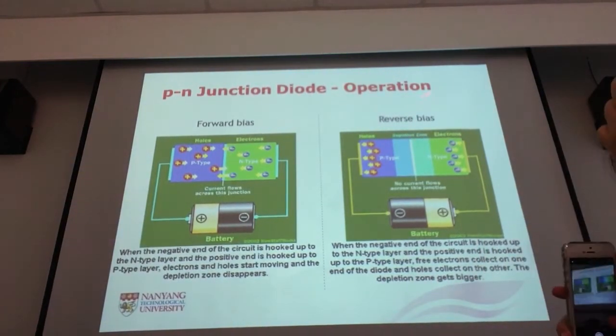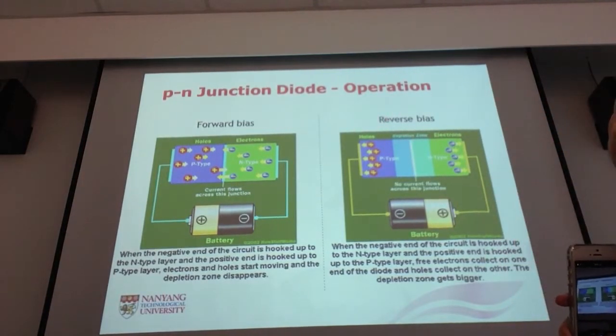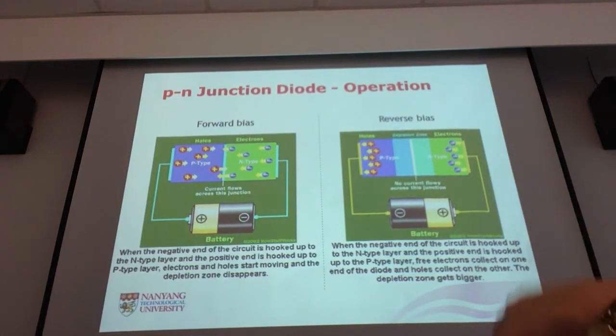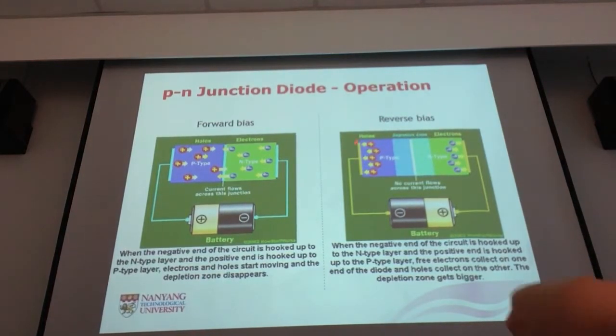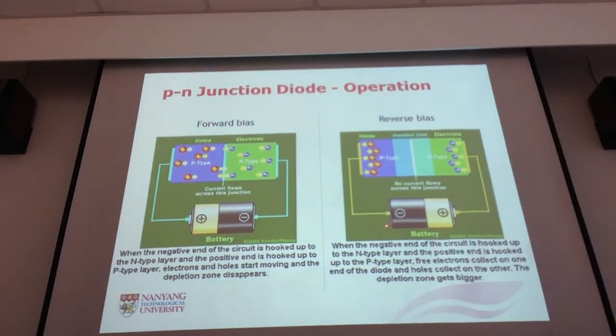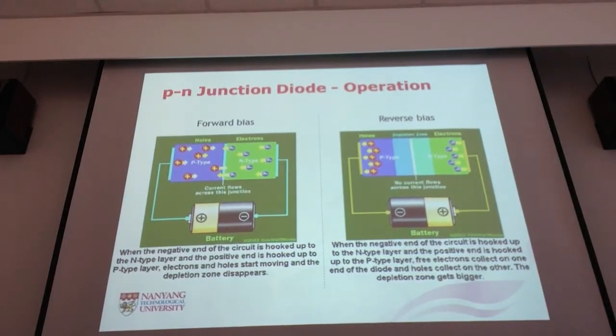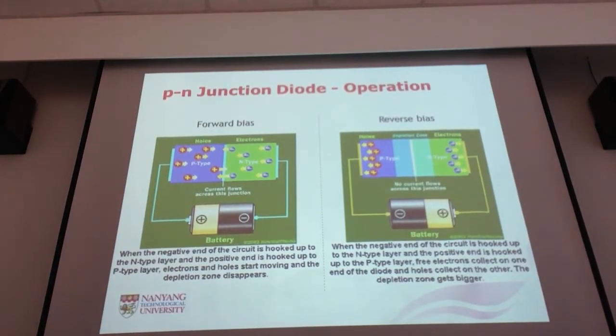Well, in the other case, where reverse bias is presented, it is opposite. The holes in the bulk will be attracted this way and vice versa. So in this case, the depletion zone is kind of enlarged, and the barrier is even higher. So in this case, there's no current, as in the thermal equilibrium condition.